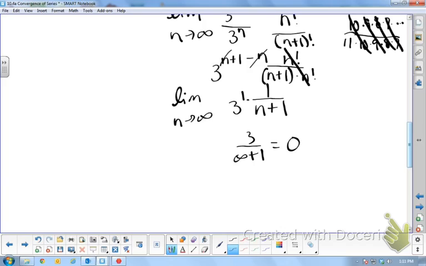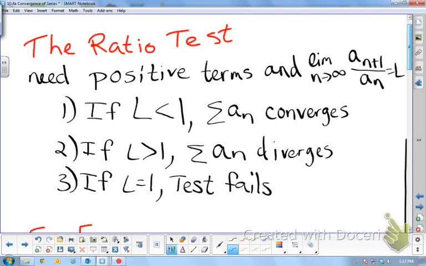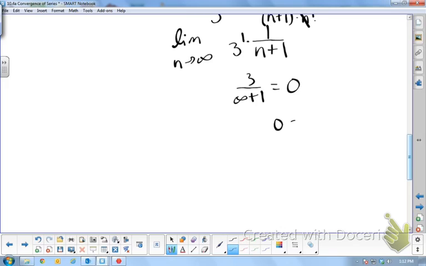We have to go back to what are our possible conclusions from this. So going back all the way up to the ratio test, what does it fit under? Category 1. Category 1 says if our limit is less than 1, we converge. So, as Evelyn said, this function converges. So because 0 was less than 1, the sum of 3 to the n over n factorial converges.